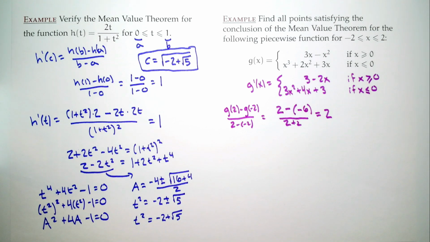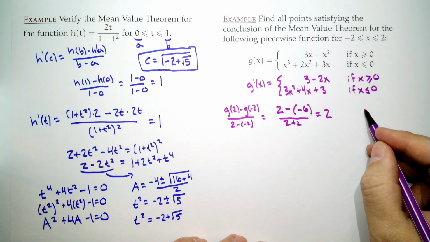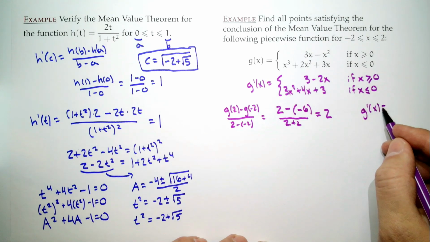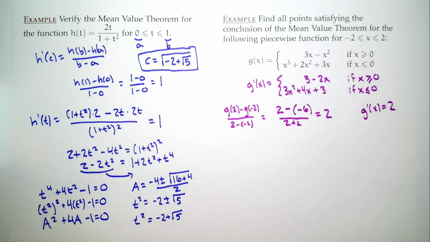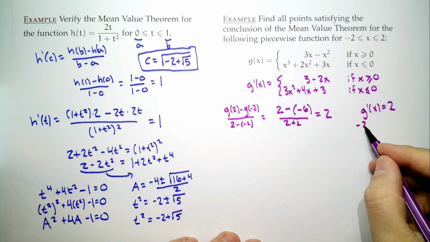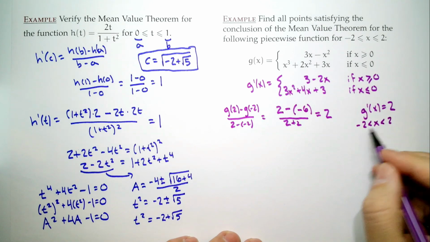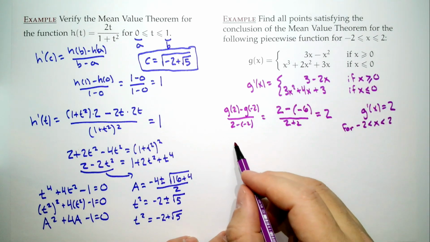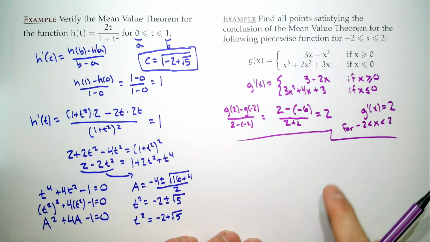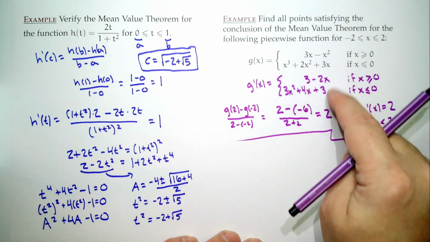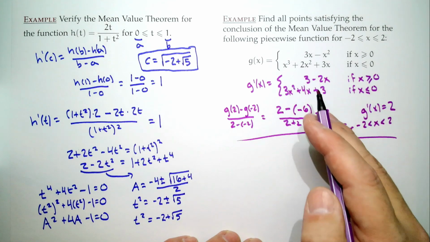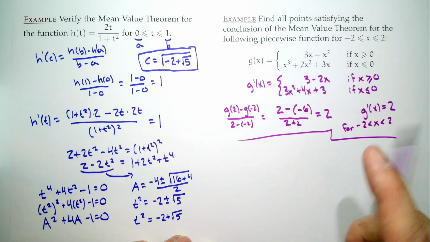So when we're looking for all the points which satisfy the mean value theorem, what we're really asking is, when does g prime of x equal 2? In between negative 2 and positive 2. The mean value theorem says it has to happen somewhere between negative 2 and positive 2. So there's our goal. Well, what we do is we just say, look, we have our derivatives, and we set each one equal to 2 and see what happens.